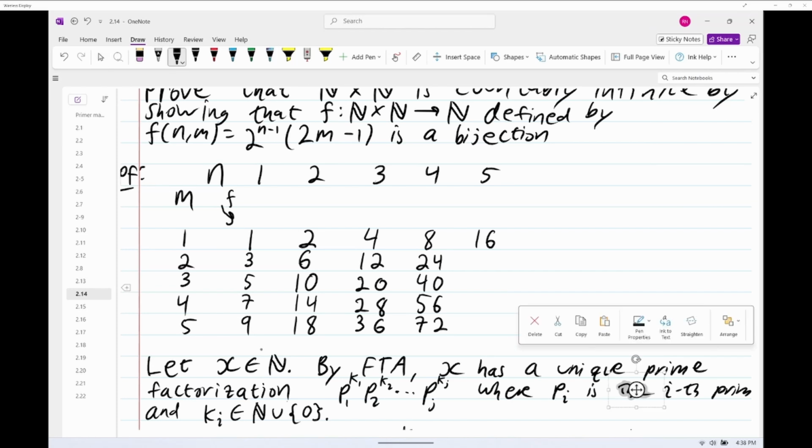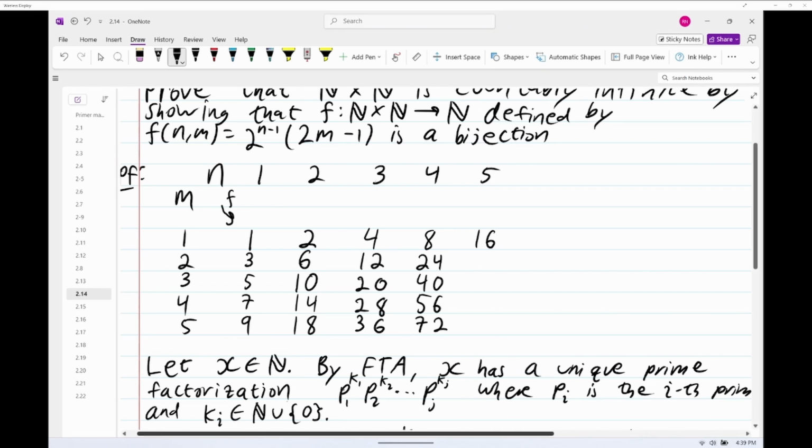So if we let x be an arbitrary natural number, by FTA, the fundamental theorem of arithmetic, x has a unique prime factorization, p1 to the k1 times p2 to the k2 dot dot dot times pj to the kj, where pi is the ith prime and ki is a natural number or zero. So this is 2 to some power times 3 to some power times dot dot dot times the last prime to some power, and I'm allowing these exponents to be 0.